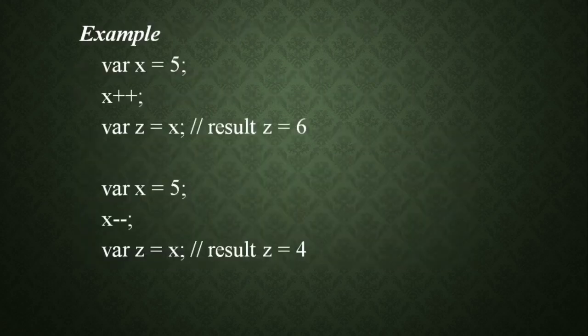Examples for this, where x equals to 5, x plus plus indicates the statement x equals to x plus 1. By using increment operator, we can notate it with x plus plus. Now x value is 5, 5 plus 1, 6. The resultant z value is 6. Similarly, for decrement operator, x minus minus. X equals to x minus 1. X value is 5, 5 minus 1, 4. The resultant z value by using decrement operator is 4.